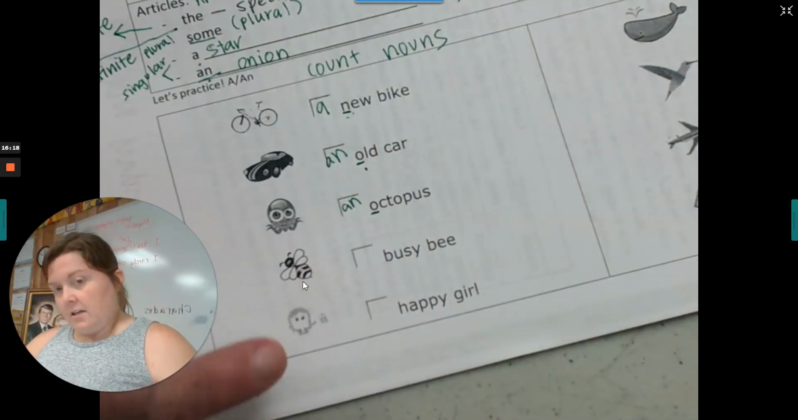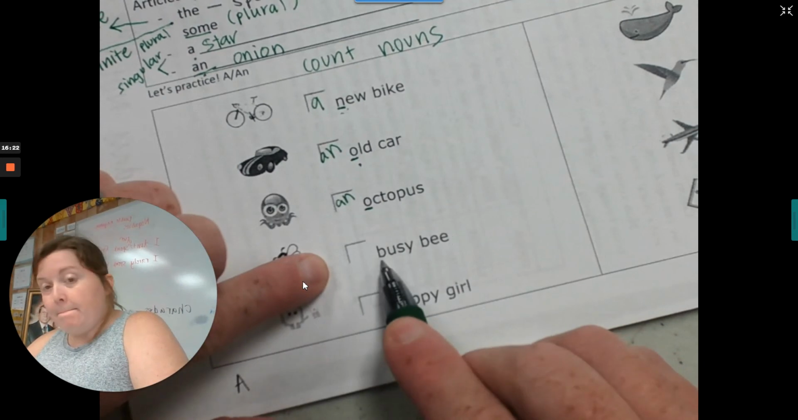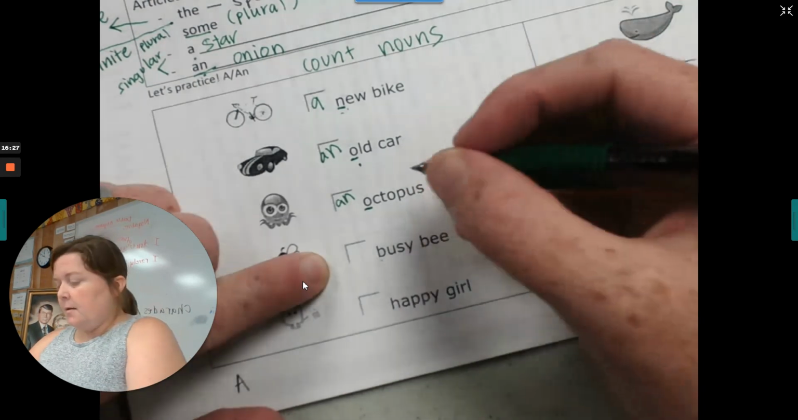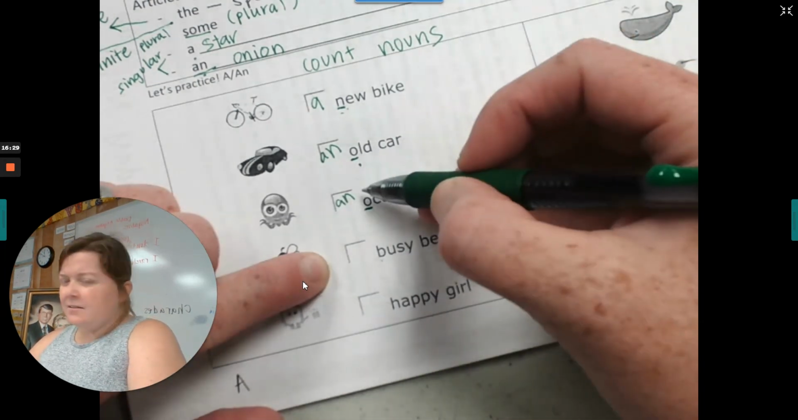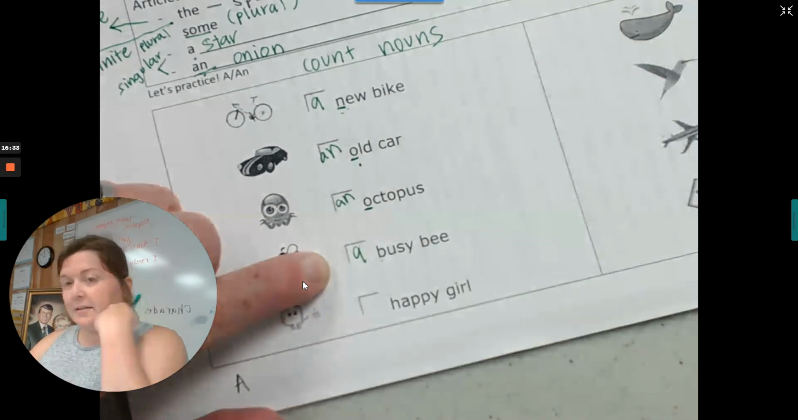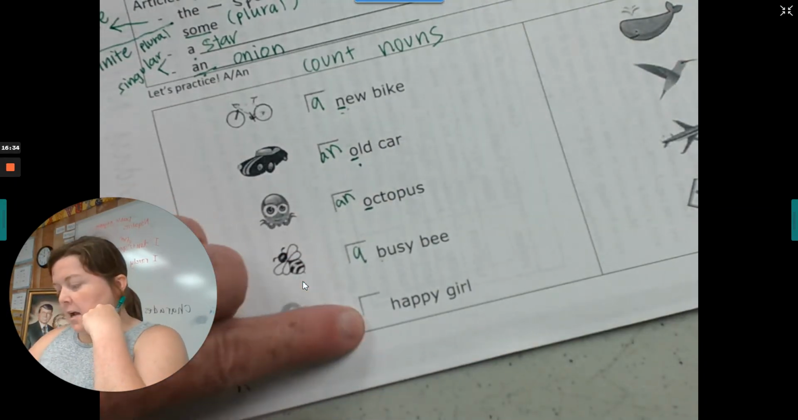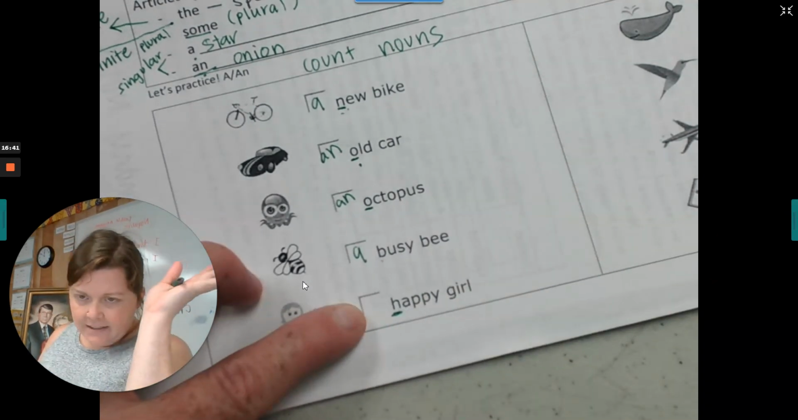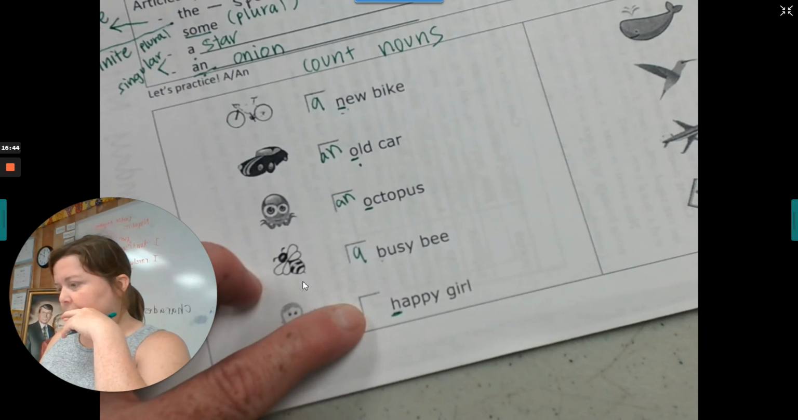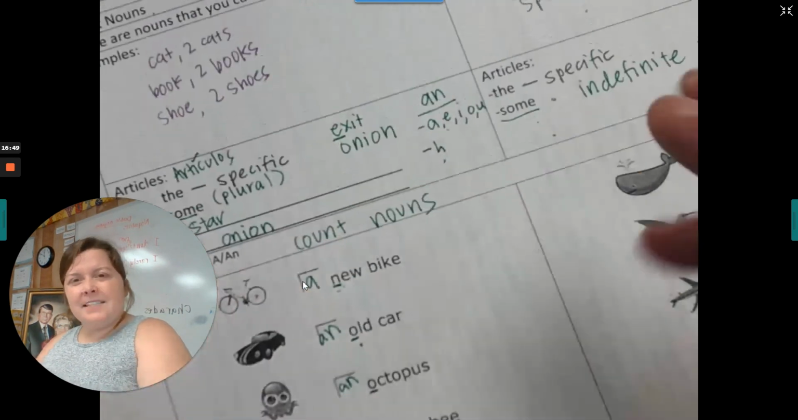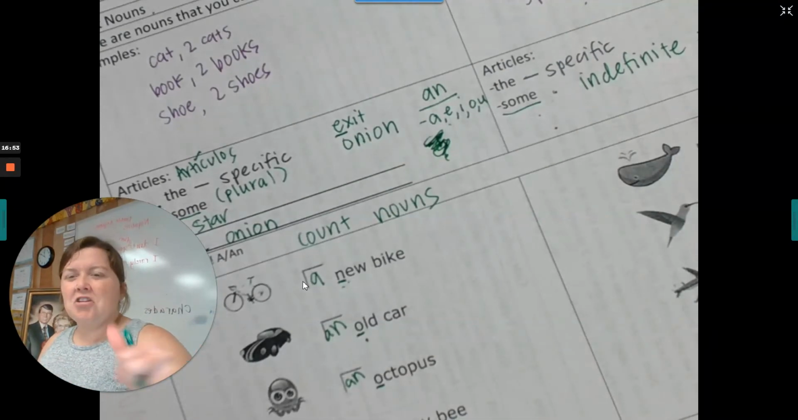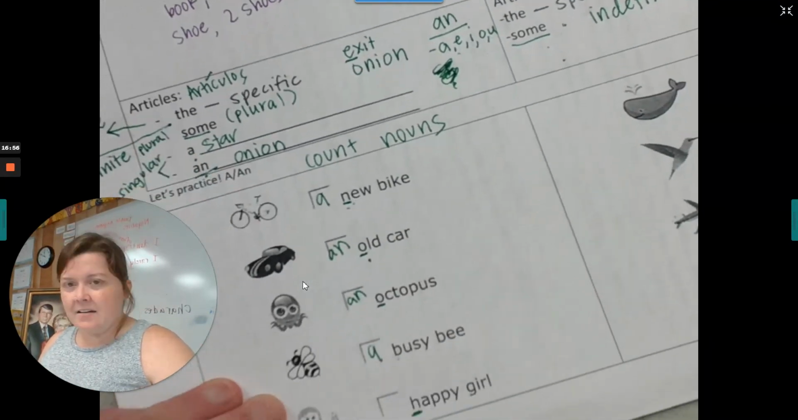B. Are we going to use an? No. A busy bee. A busy bee. Okay. So this one, you're like, oh, look, it starts with an H, so it must be an. It's not an. Let me think about an example that has H. You know what? For now, let's forget about the H. Just say if it starts with an A-E-I-O-U, then do the an. So because this one is a happy girl, it has the H sound at the beginning. A happy girl. All right.